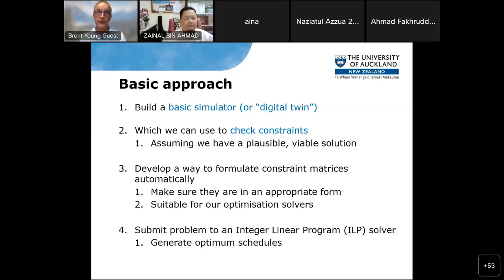And currently, they don't do that. They just do their planning and see what happens, and then use this as an input to developing an optimization, so that we can formulate constraints, make sure they're in an appropriate form and therefore solved by our optimization solvers. And ultimately, we want to create an optimal schedule for the client using something like a linear program solver.